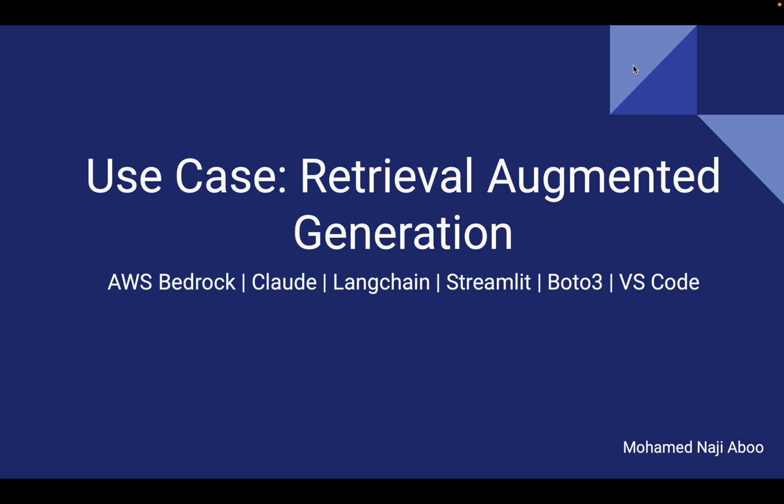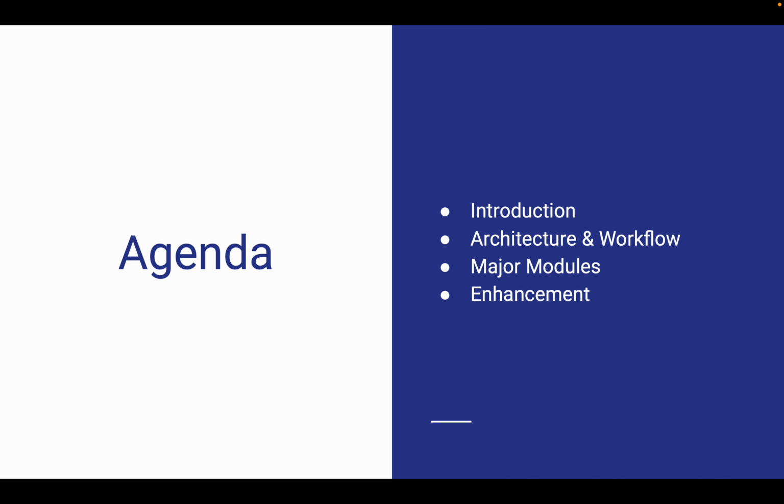We are continuing a discussion with Amazon Bedrock, and in this video we will be discussing Retrieval-Augmented Generation, RAG, with AWS Bedrock. We are going to discuss a use case where we will be able to upload a PDF document and do RAG with respect to that PDF document. We will be using AWS Bedrock, Claude as the foundation model, LangChain, Streamlit, Boto3 and VS Code. Boto3 we may not be using, but maybe we can see.